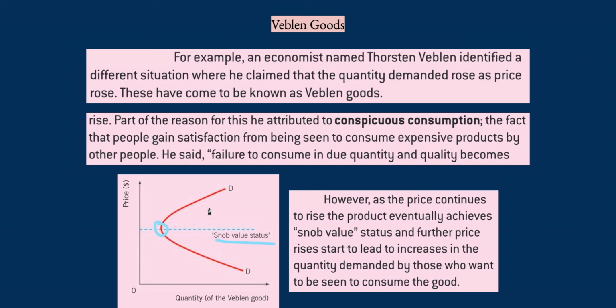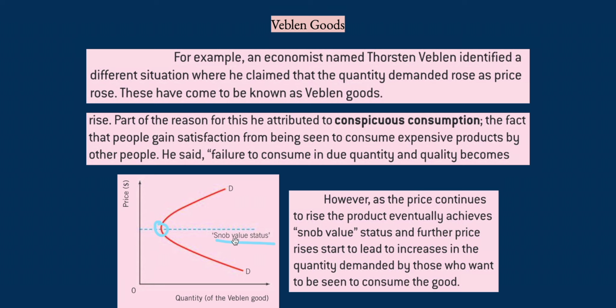So kind of the thing I just said, which is there's a certain genre of people that want to be seen as being able to buy expensive things because that makes them appear more rich to other people, which is exactly what it's saying right here, okay? You're consuming something and you're being conspicuous about it because you're buying it for the effect that it has on other people. However, as the price continues to rise, the product eventually achieves, once again, this equilibrium, this snob value status, and further price rises start to lead to increases in the quantity demanded by those who want to be seen to consume the good.